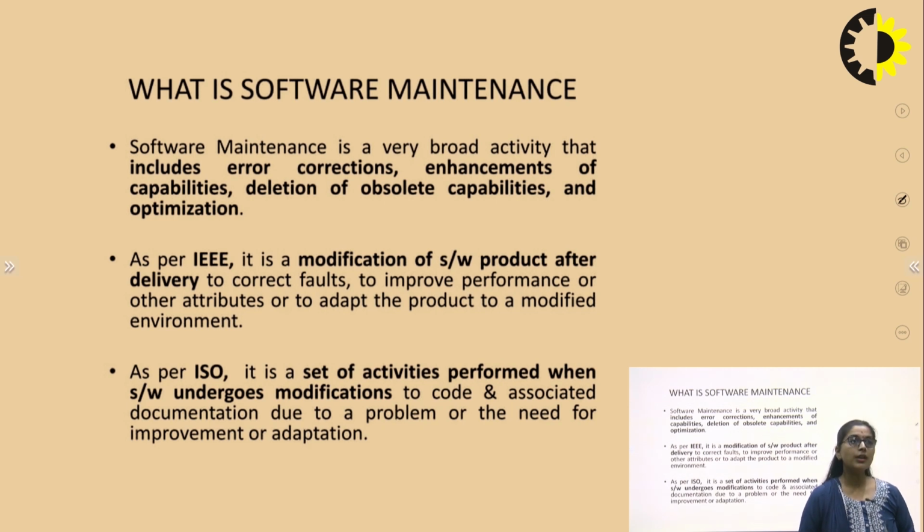Now, what is software maintenance? Software maintenance is a very broad activity that includes error correction, enhancement of capability, deletion of obsolete capability, and optimization. As per the IEEE definition, it is the modification of a software product after delivery to correct faults, to improve performance or other attributes, or to adapt the product to a modified environment.